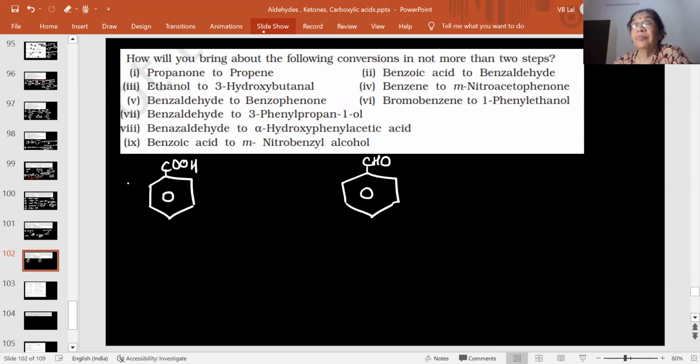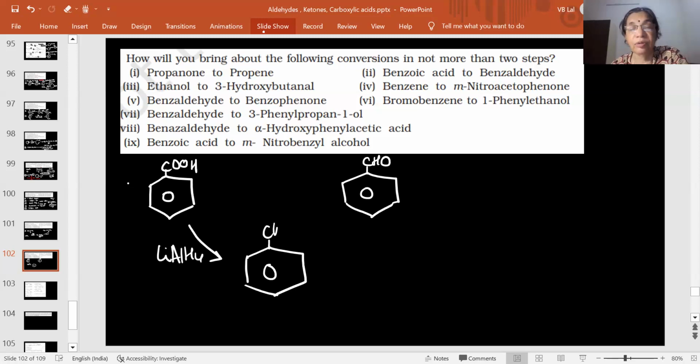Acid to aldehyde. Now, there is no way by which you can make acid to aldehyde directly. So what I have to do? First, I should reduce it with lithium aluminium hydride. I will get alcohol, benzyl alcohol. This is easy, a single step reduction. And now from this alcohol, I can get the aldehyde by using PCC. PCC will convert alcohol to aldehyde. So these are easy steps. The thought comes only when you practice.